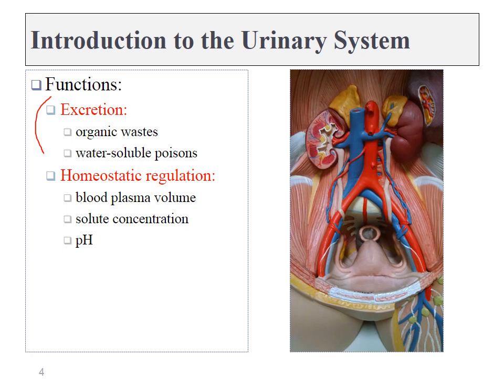The kidneys are also involved in a number of homeostatic regulatory mechanisms, including the regulation of blood plasma volume. This will also be a huge topic in the next chapter. It's involved in the regulation of solutes, such as electrolytes and nutrients, and it's involved in the regulation of our body's pH.